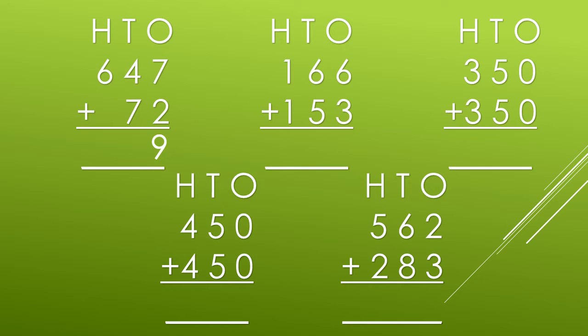In 11 tens, 11 tens means 100 plus 1 ten. So write 1 in the tens place and carry 100 to the hundreds place. So now add the hundreds. 1 plus 6 equals 7. Write 7 under hundreds. So 647 plus 72 equals 719.